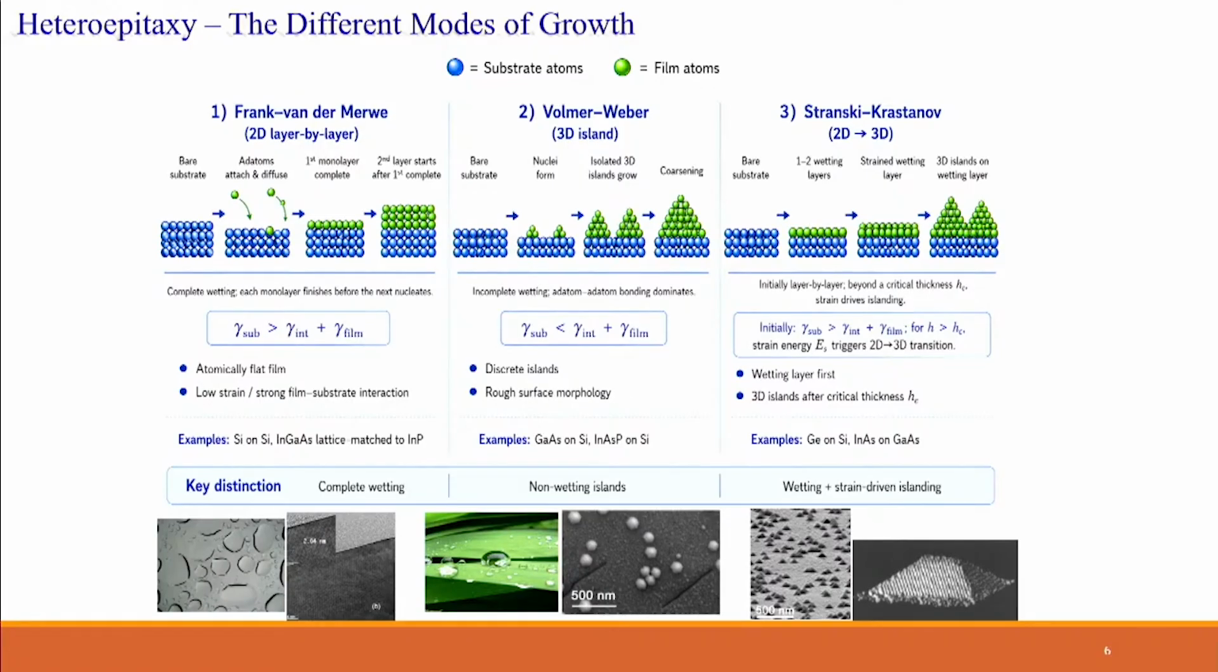This is called 3D island or Volmer-Weber growth. There is a third mode, Stranski-Krastanov, which starts off in this configuration. The surface energies are conducive for film growth.